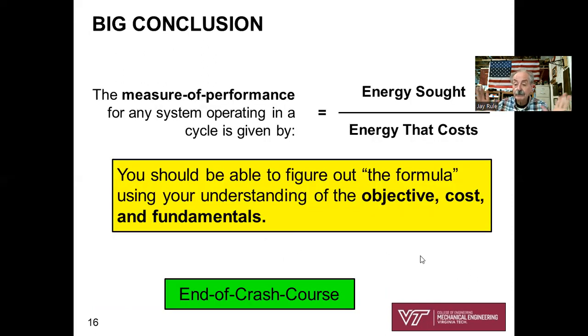Okay, so here's the big conclusion. The measure of performance for any system operating in a cycle is given by the energy sought over the energy that costs. And so you should be able to figure this out without using a formula sheet. You ought to be able to get to your formula quickly by pulling it out of your head. Measure of performance: energy sought over energy that costs. So that's the end of the crash course.